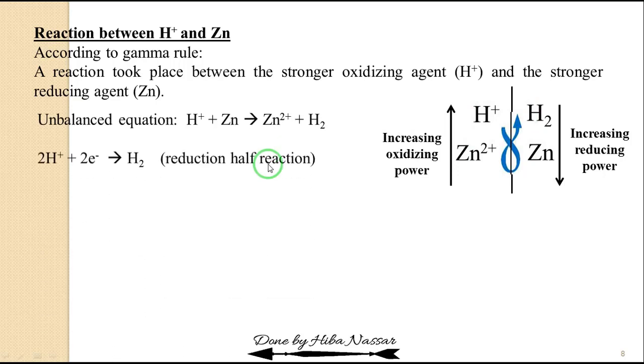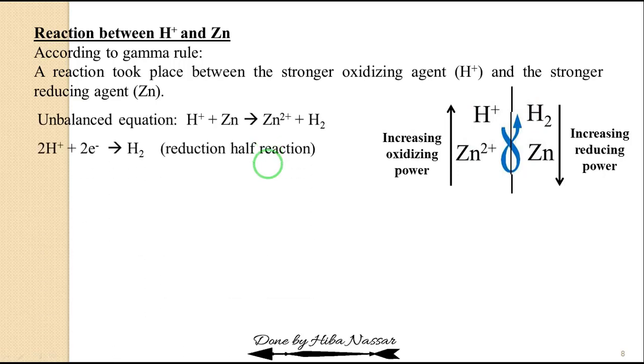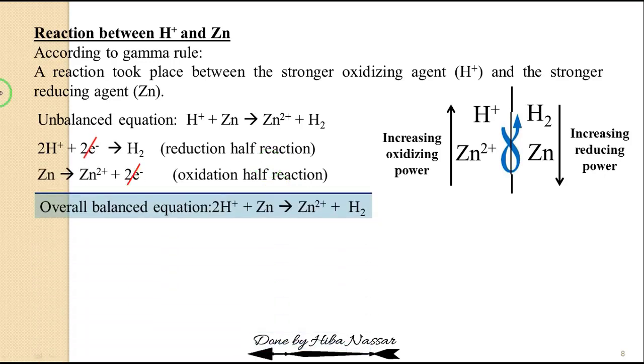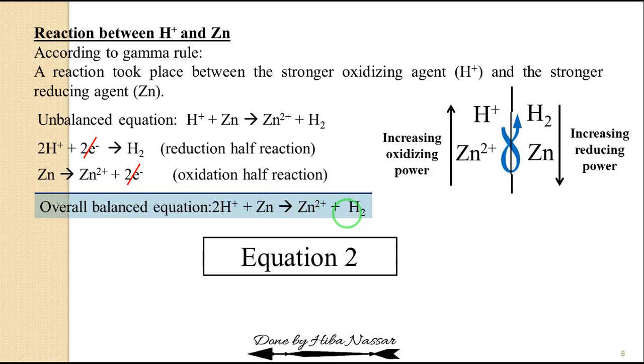So the same steps, balancing the two half reactions. So we can deduce that the overall balanced equation will be 2H+ plus zinc. It will give Zn2+ plus H2. So this is the second equation, equation 2.